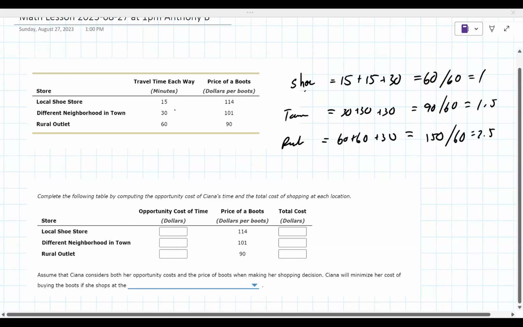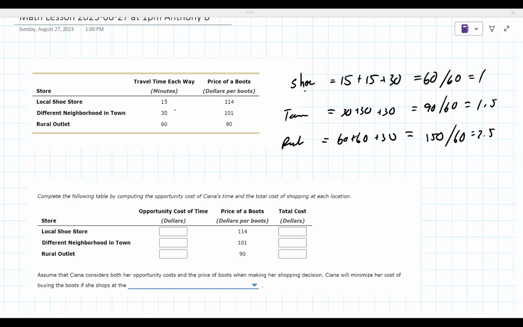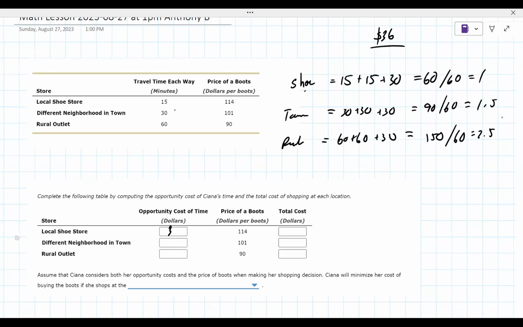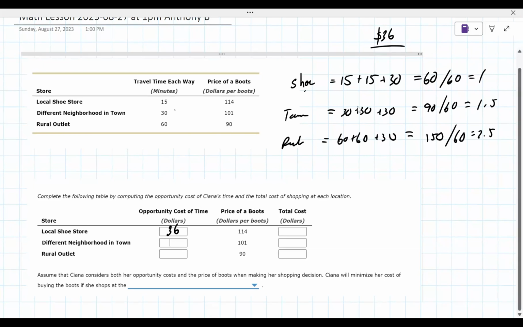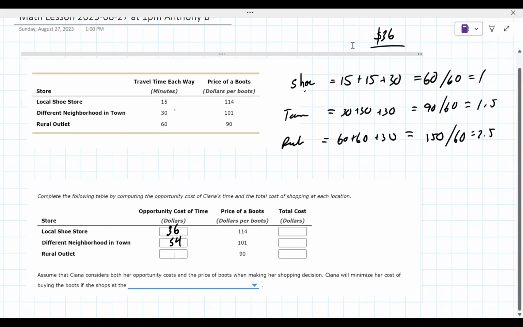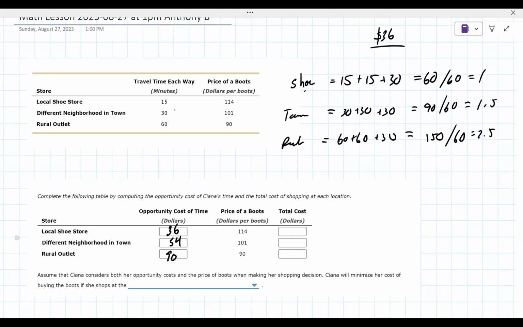So if you go back to the problem, which I know you can't see, it says $36 per hour in lost income. So we know that 1 hour costs her $36. 1.5 hours is 36 times 1.5, which is 54. And then the rural outlet is 2.5 times 36, which I think is 90. Probably want to double check me on that one.